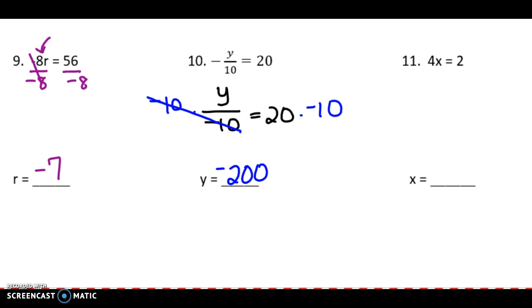And last one, 4 times x, I'm going to divide by 4. So whatever the coefficient is, I'm dividing by it. 4's cancel. The x is by itself. 2 divided by 4, that is not 2. I can either reduce it and keep it 1/2, or if you prefer the decimal, it's 0.5. So either way is fine.